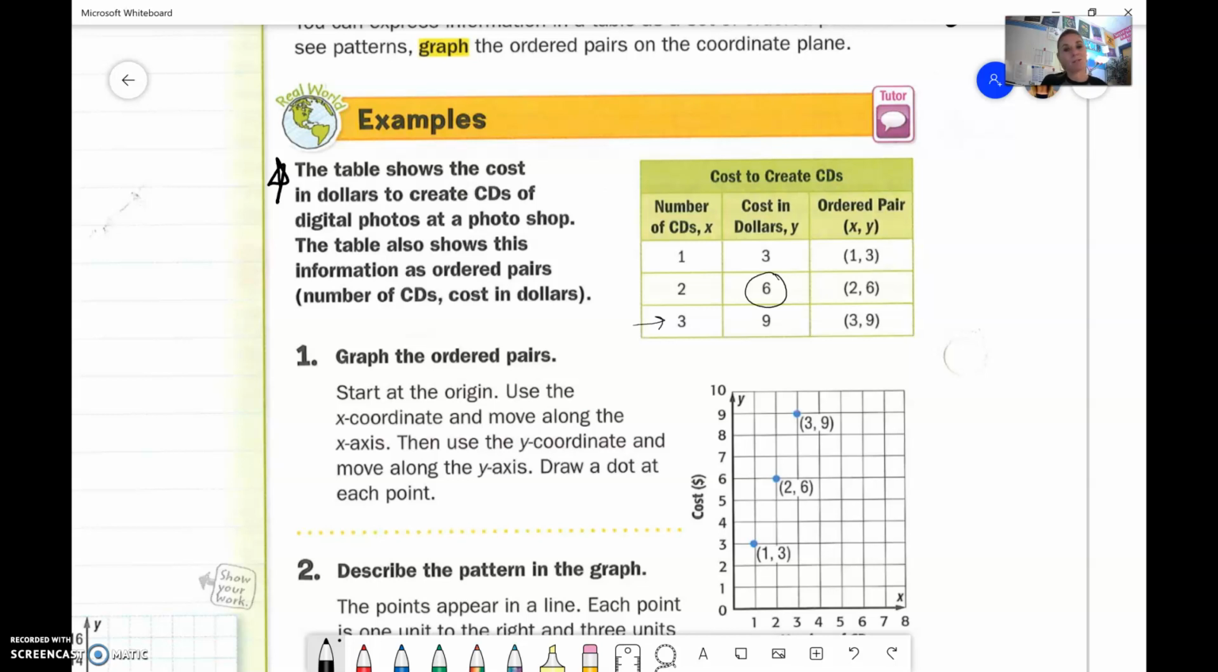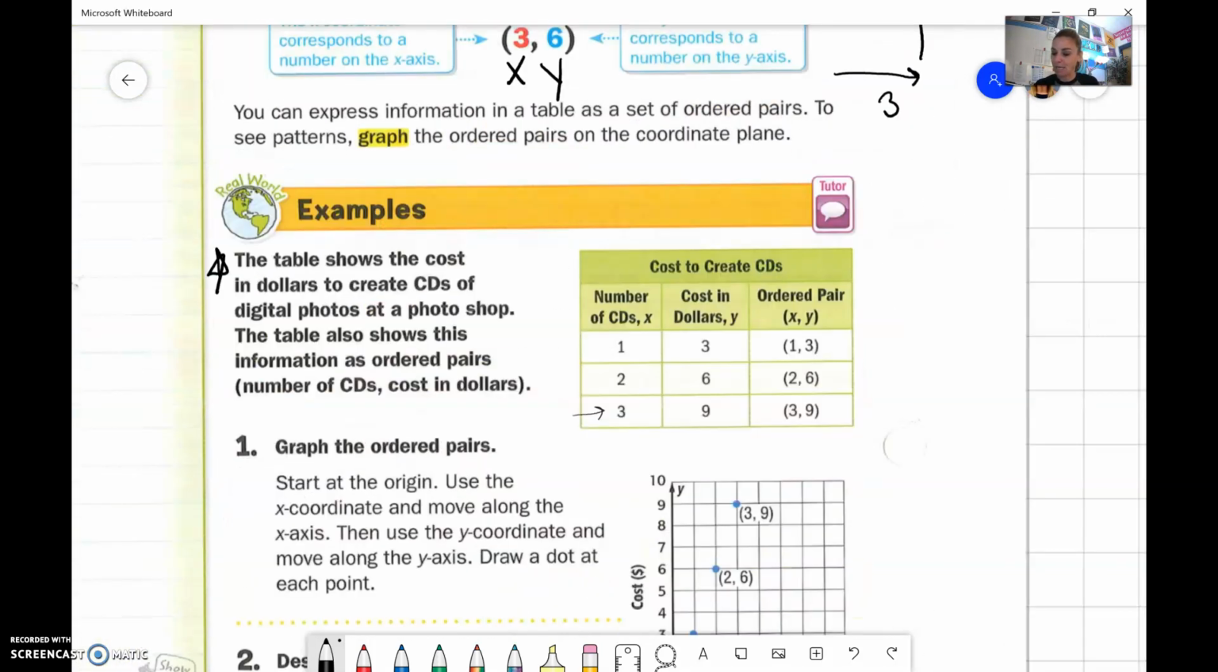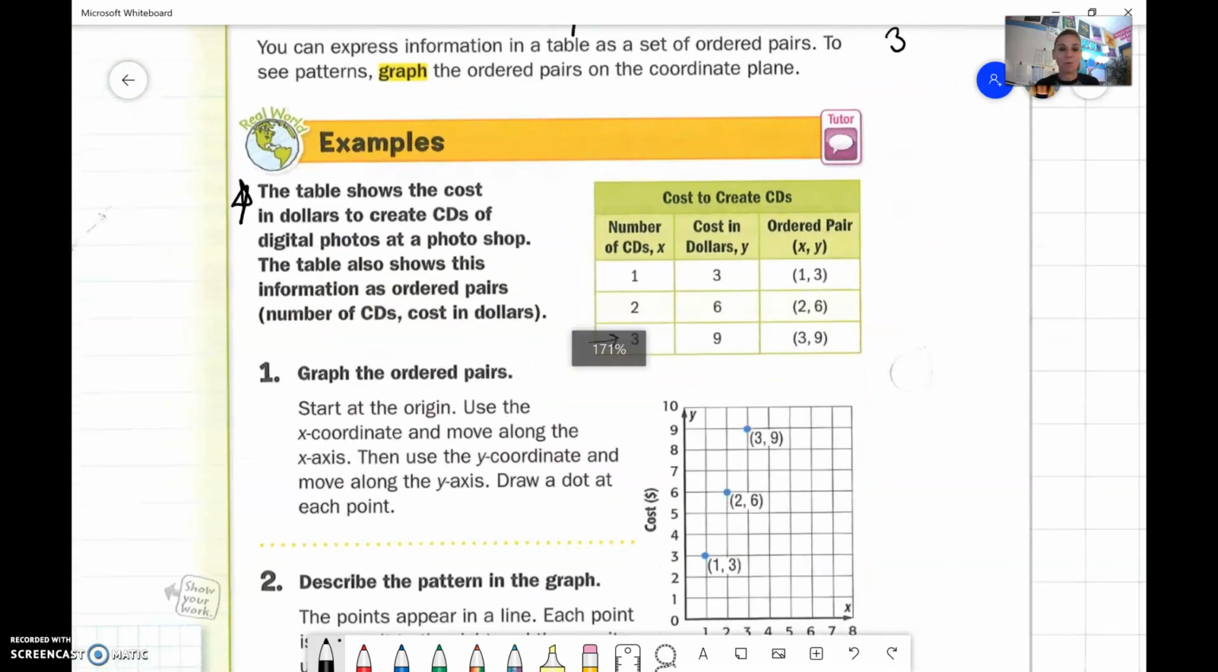3 CDs is going to cost $9. Okay, do you see how that worked with the tables that we did yesterday? So now all we're going to do is use those tables and create ordered pairs.